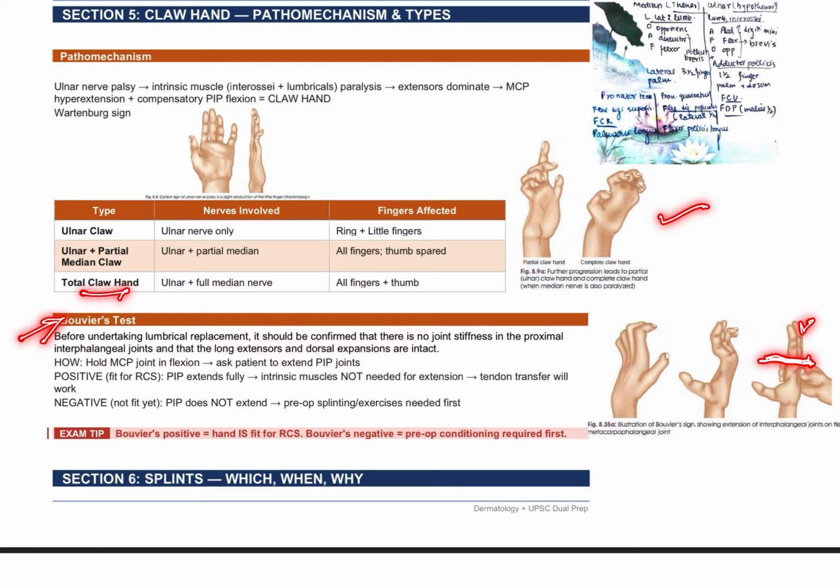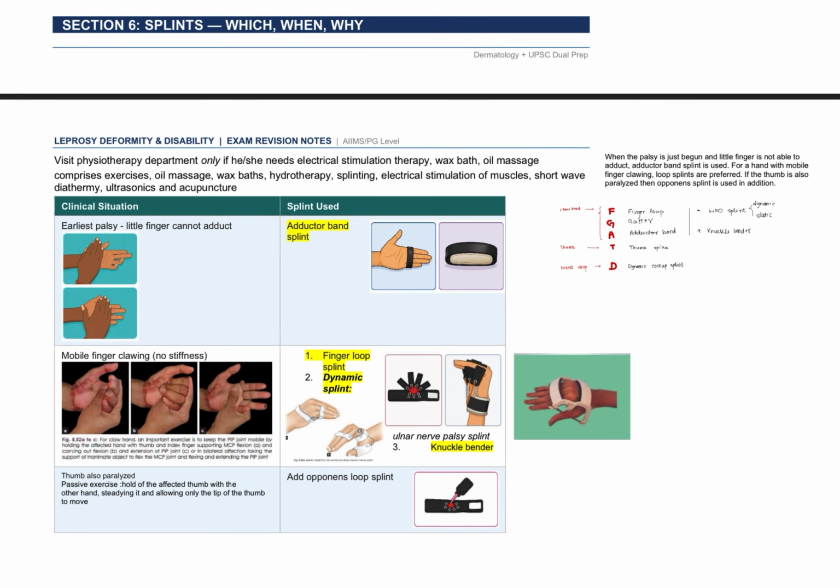Before doing reconstruction surgery, there is Bouvier's test, where we hold the MCP joint so that the patient is able to extend the PIP. If PIP extension is not there, it means that we have to do exercises and that we cannot perform reconstructive surgery right now. Then splints.